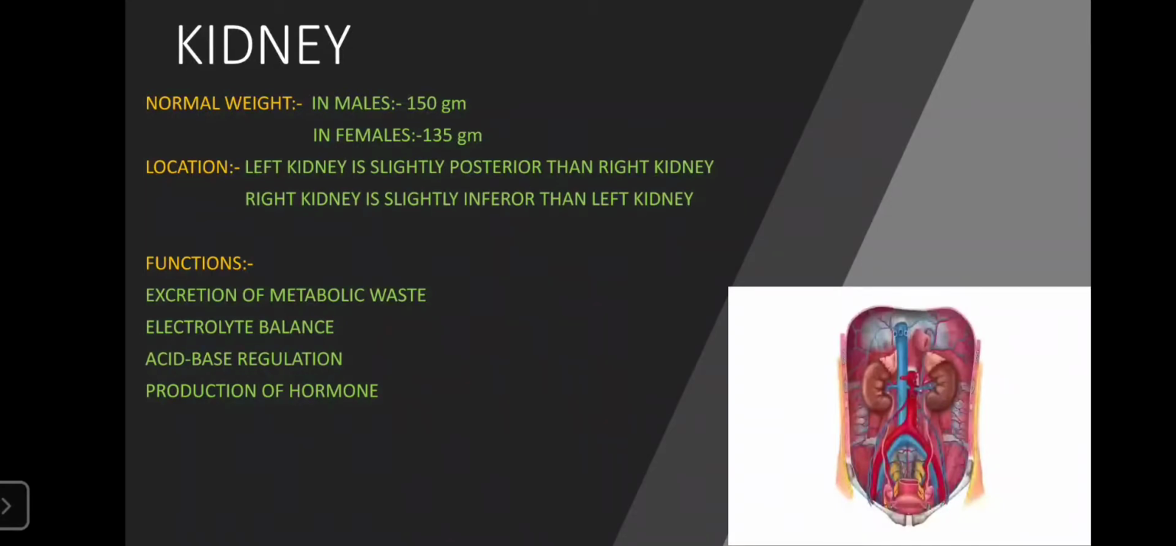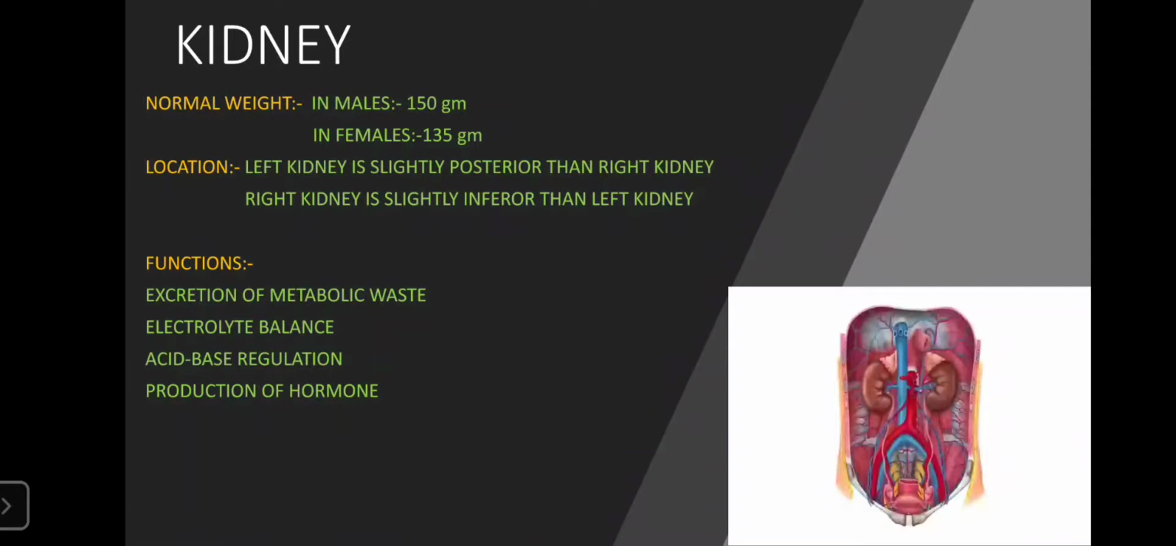The left kidney is slightly located posterior to the right kidney due to the presence of the stomach on the left side, while the right kidney is slightly inferior to the left kidney due to the presence of the liver on the right side. The blood supply for the kidney is the renal artery, and the renal vein drains the blood from the kidney.